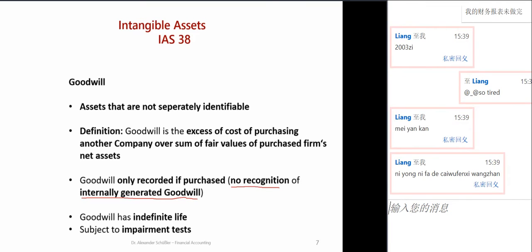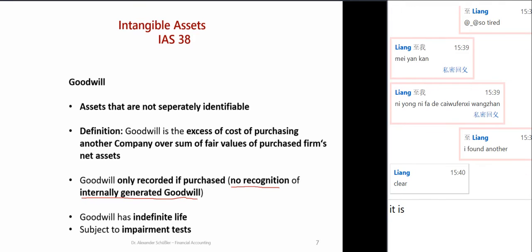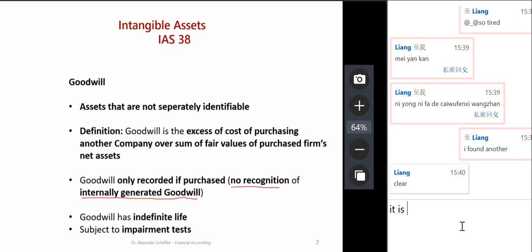Does that make sense? Do you understand what goodwill is? Or are there any questions? Is it clear? Okay.